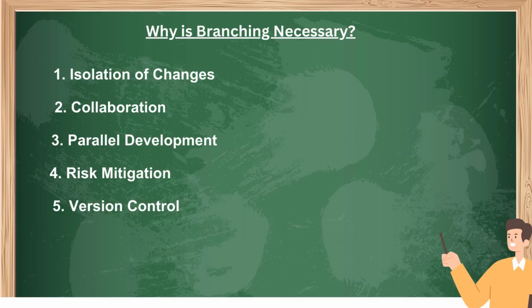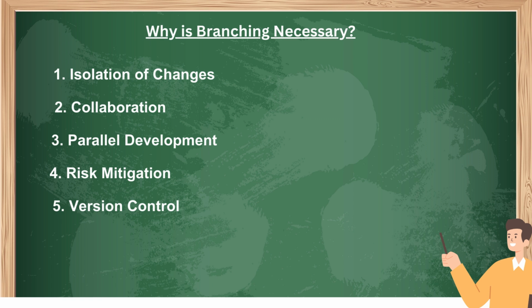Now we will understand why branching is necessary. The first point is isolation of changes. It means branching allows you to isolate your work. When you create a branch, the changes you make in that branch do not affect the main branch or any other branches. This isolation is crucial for developing new features or fixing the bugs without risking the stability of the main code base.